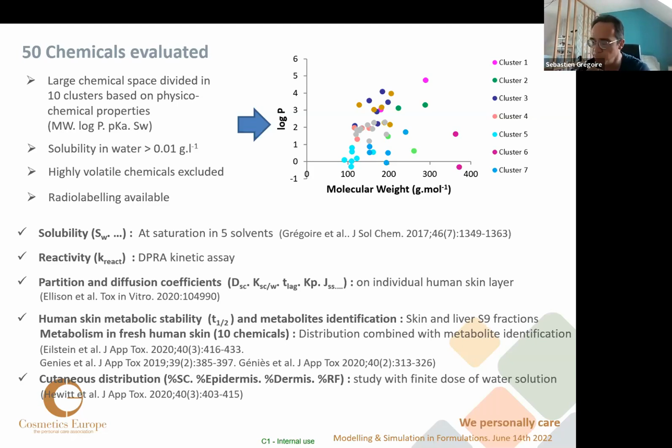We measured also the ability of chemical to react with the proteins, knowing that this aspect is one of the key events for sensitization. We measured also the partition and diffusion coefficient of the chemical in different skin layers. Skin metabolism was also evaluated through 2 different approaches, with ex vivo human skin, and also on subcellular fraction. And at the end, we measured the skin distribution of the 50 chemicals in a standardized protocol. All of these results were published with the list of the reference reported here.